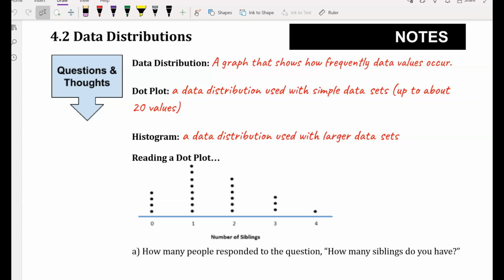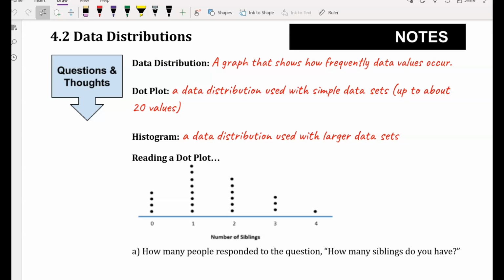Let's talk about data distributions. A data distribution is a graph that shows how frequently data values occur. There are many types of graphs that show a data distribution. One that we'll look at is a dot plot.